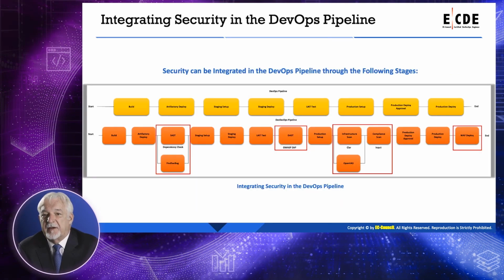Integrating security in the DevOps pipeline. Security can be integrated in the DevOps pipeline through the following stages. We have build, Artifactory deployment, staging setup, staging deploy, UAT tests, production setup, production deploy approvals, and the production deployment. This is a general kind of a flow. And within it, we can insert our security.